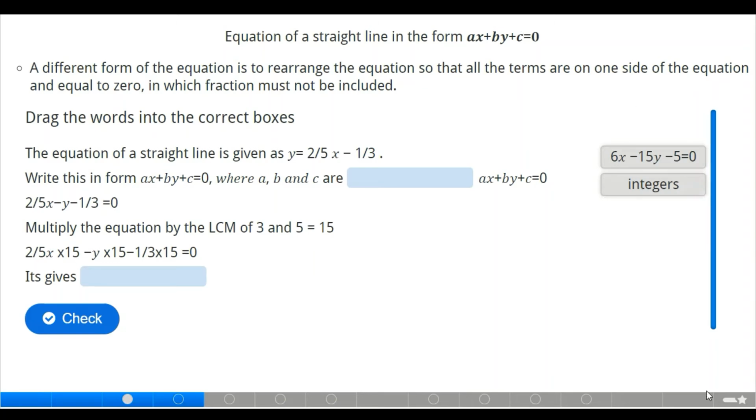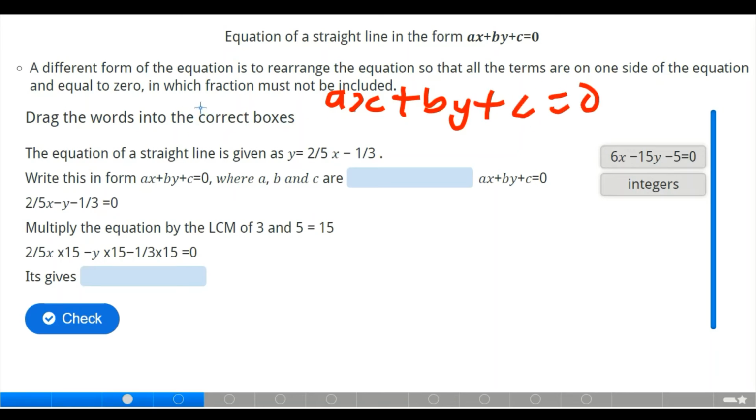Now, with that, we have an exercise already worked out as an activity, but we are going to be solving the problem, which is what? The equation of a straight line is given as y equals 2 over 5x minus 1 over 3. So we have to write this in the form ax plus by plus c equals 0.